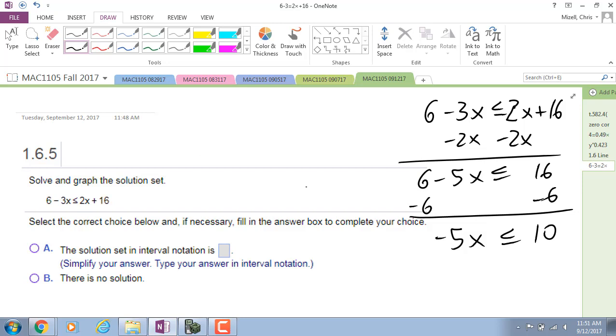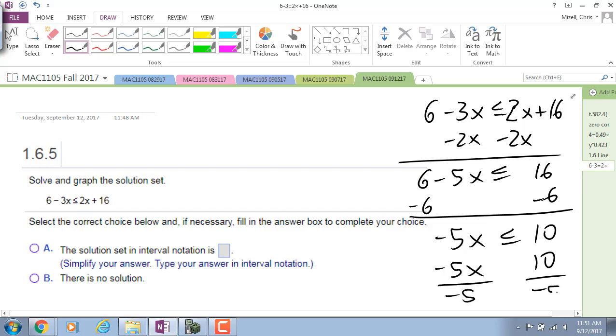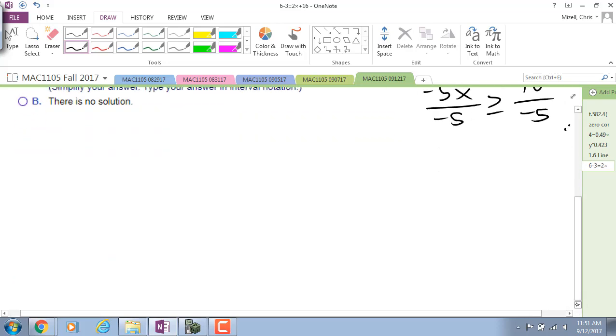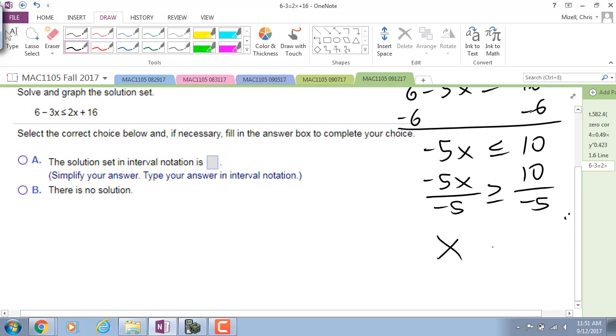So I'm going to copy this statement and write a fresh copy of the negative 5x and a fresh copy of that 10, and then divide both of them by negative 5. And then reverse the inequality symbol, but it doesn't have to be reversed in the statement up above because I haven't divided both sides by negative 5 yet. Now, when we do this and we simplify, we get x is greater than or equal to negative 2.